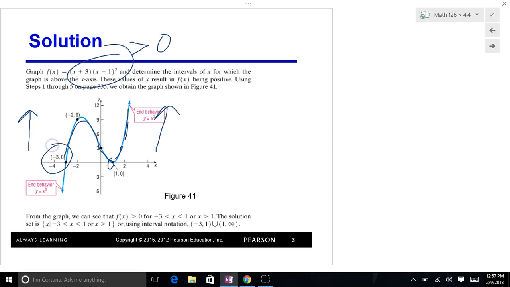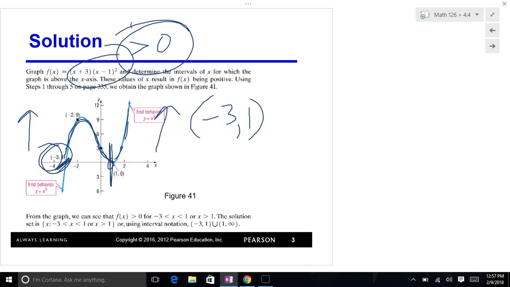So we start out right here. What's that x value? -3. But can we include the -3? No, because it hits right on 0. So we say do not include, so parentheses instead of a bracket, up until 1, x value 1. Cannot include that. Again, we've got to be strictly greater than 0. We've got to be above that x-axis there. The functional values, the y values, have got to be greater than 0.